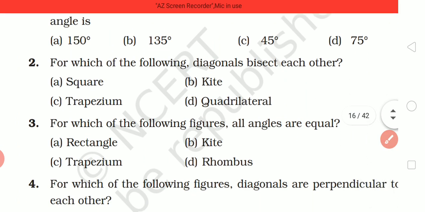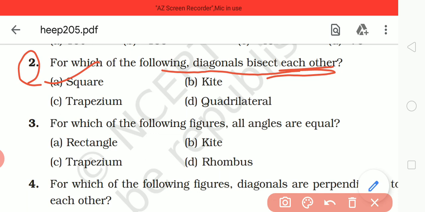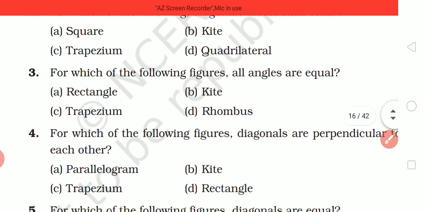Right. Now come to question number 2. Which of the following diagonals bisect each other? So square diagonals bisect each other. The diagonal of a square bisect each other. Also the diagonal of a kite also bisect each other, right? So square must be there. I think square is the answer.